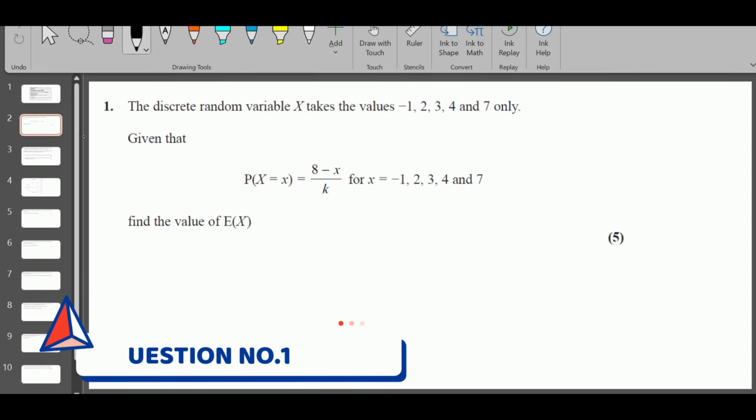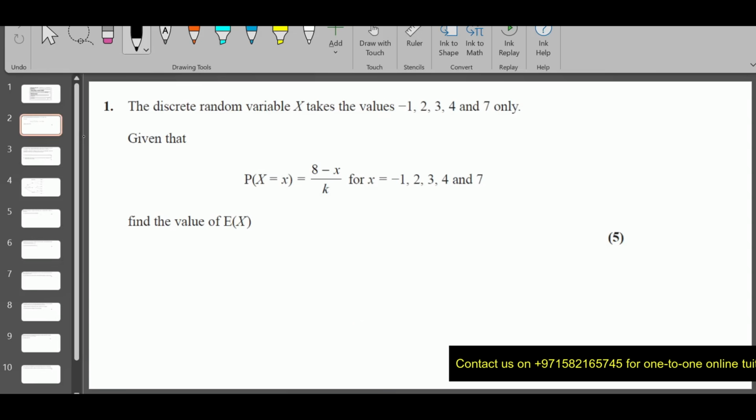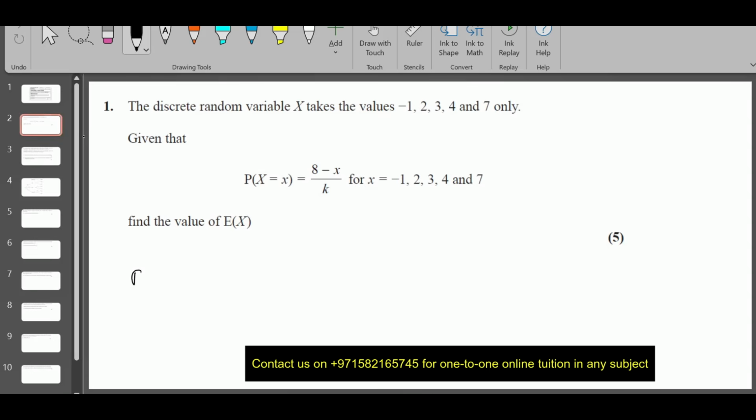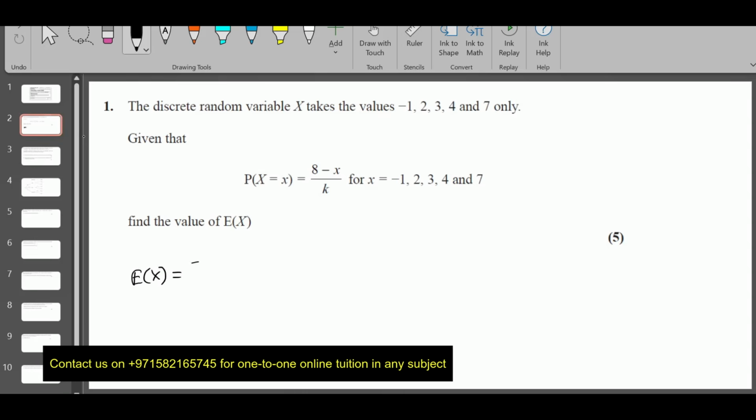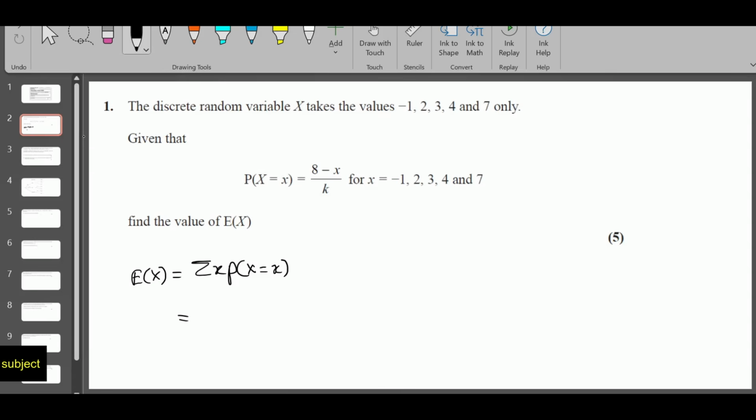The discrete random variable x takes these values. Given that the probability function is given, find E of x. The formula for E of x is sigma x times P of x. This is a 5-mark question because there's a k here. We need to find k first, so before finding E of x, I'm going to find k.